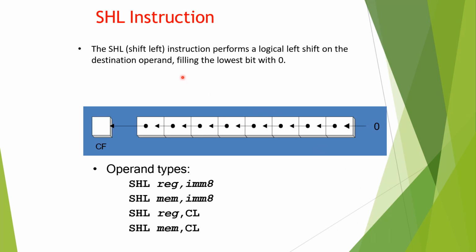So the SHL instruction performs a logical left shift on the given destination operand, filling the lowest bit with 0. Whenever the data shifts to the left by one position, a 0 is inserted at the LSB for the first shift. For the second shift, 2 zeros will be inserted. Likewise, for however many counts, that many zeros will be inserted, and the bits are positioned one bit forward towards the MSB.